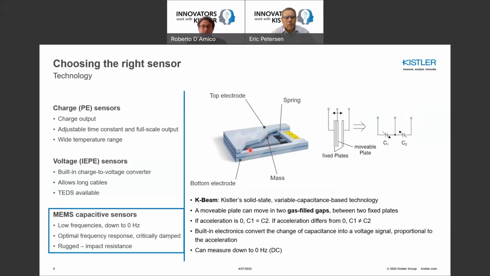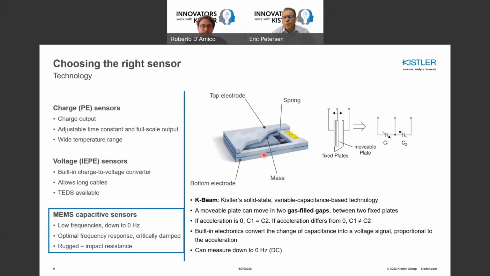So the working principle is different, and it has some advantages. The first advantage is that you can go lower in frequency, down to 0 Hertz, which is, as we will see later, useful in many instances. Then the cavity is actually filled with a gas, which provides critical damping. Therefore, the frequency response of this type of sensor is pretty linear, pretty smooth. And this is a good thing. It provides a really optimal frequency response to this sensor.